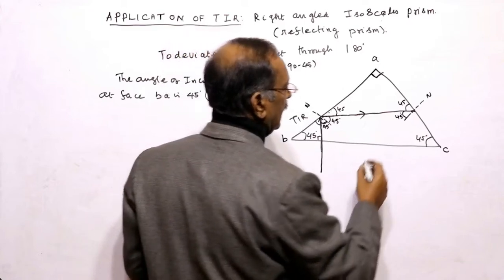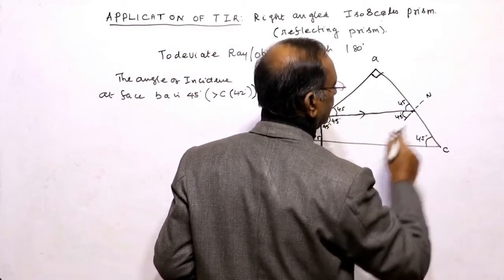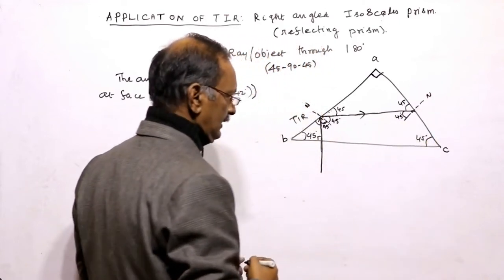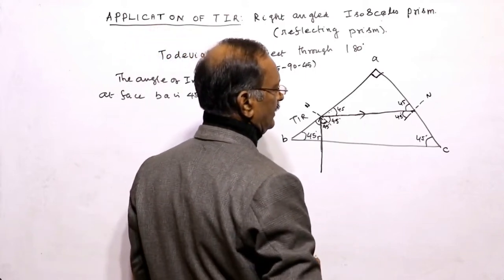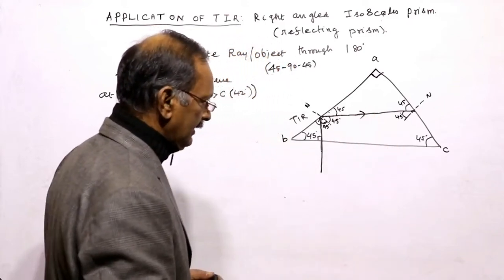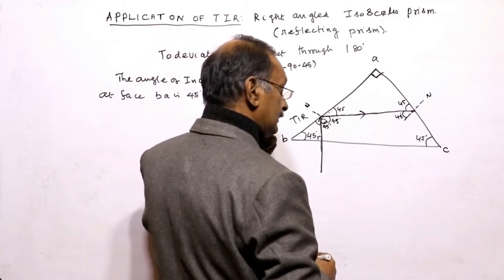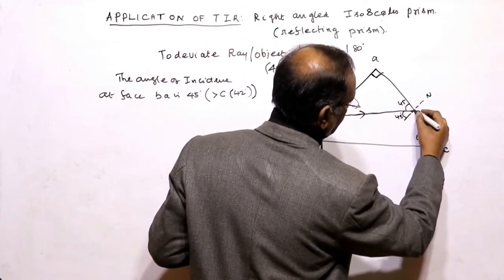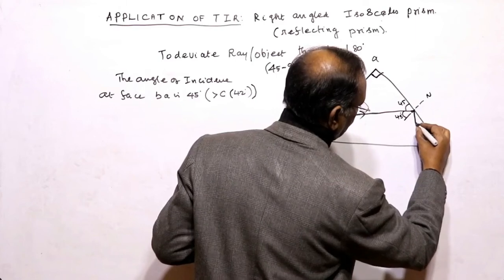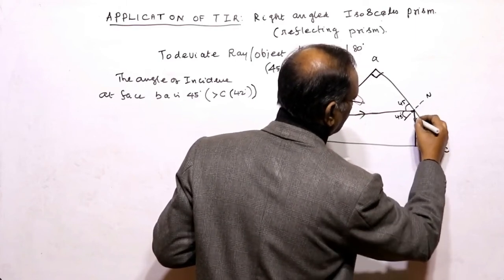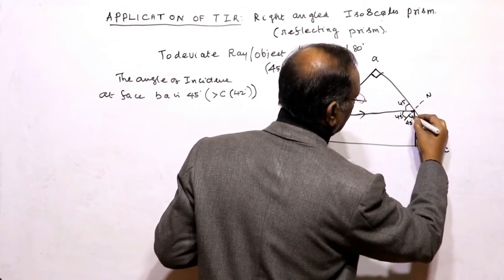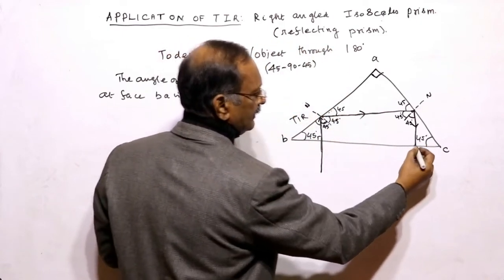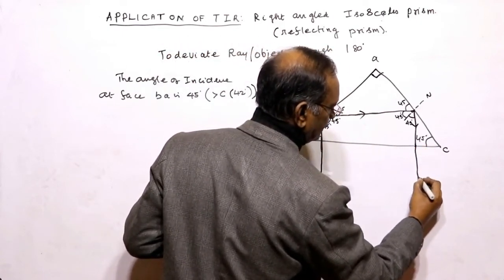Since it is 45, which is greater than the critical angle at this phase AC, the ray at this phase AC will undergo total internal reflection, because the angle of incidence is greater than the critical angle of the glass material out of which the prism is made. So it will be reflected at 45 degree, the same as the angle of incidence. The ray will come like this. Since it is normally incident at this phase BC, it will go undeviated.